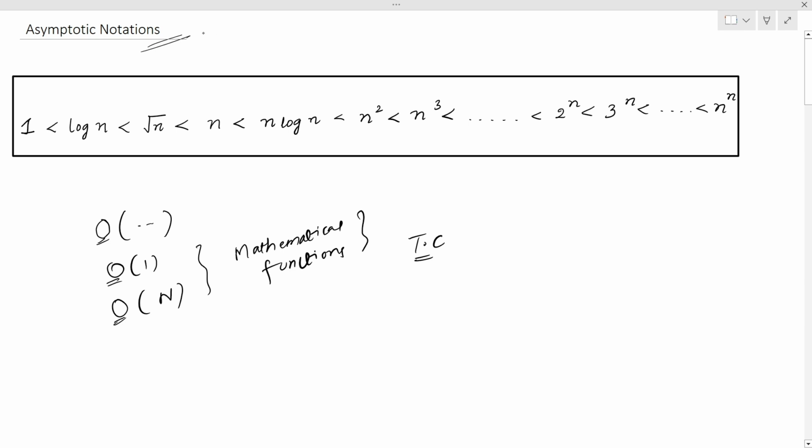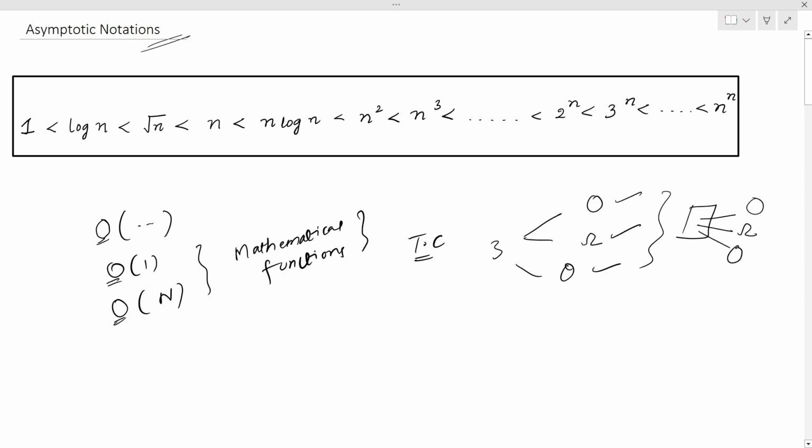Basically there are three kinds of asymptotic notations. One is big O, one is omega, and one is theta notation. We can represent time complexity in any of these notations, right? If we take a particular piece of code snippet, you can represent it in big O, or in omega, or in theta complexity, right? Now we will see what these complexities are in detail.